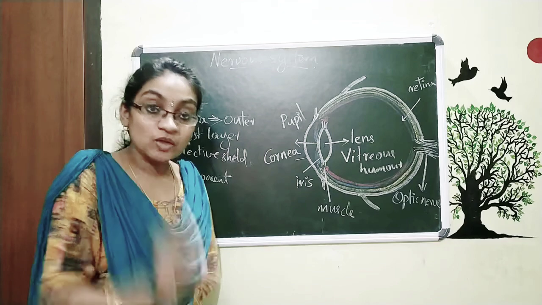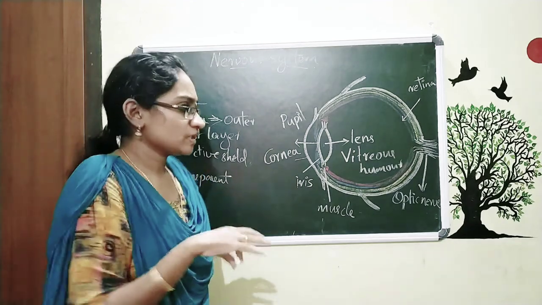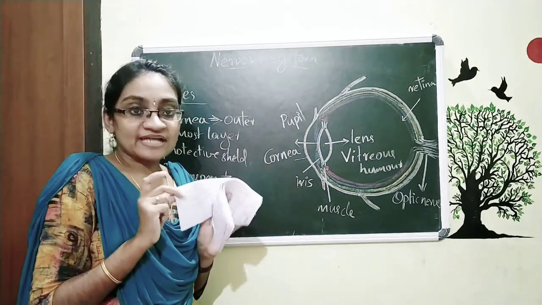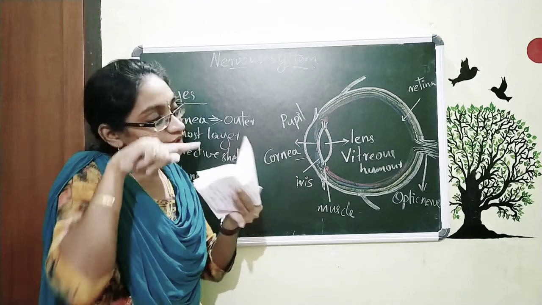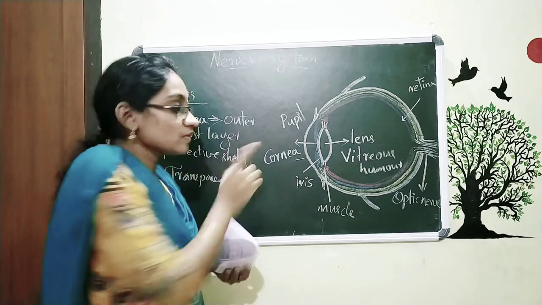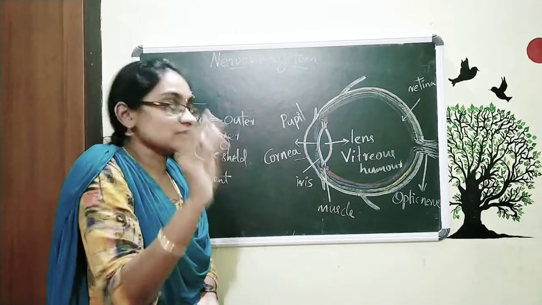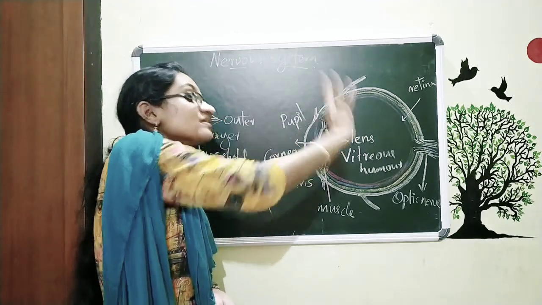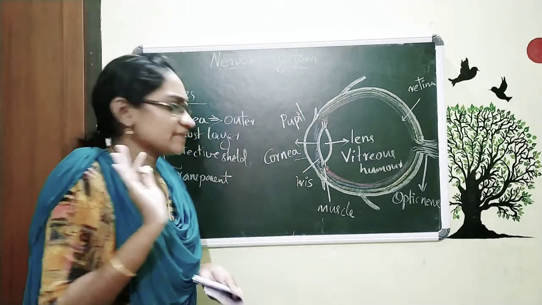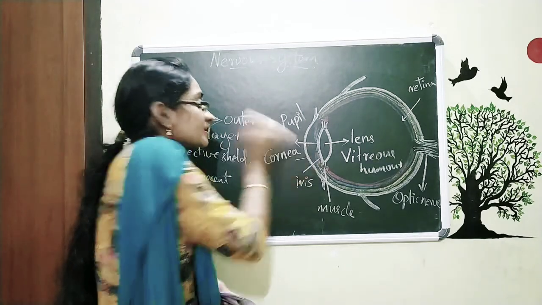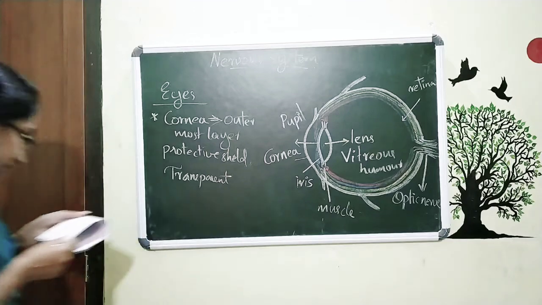Transparent means it allows light to pass through. This paper is not transparent, which means it does not allow light to pass through. So this cornea is transparent means it is possible for light to travel through this layer. That is what we are saying when we say the cornea is a transparent layer.